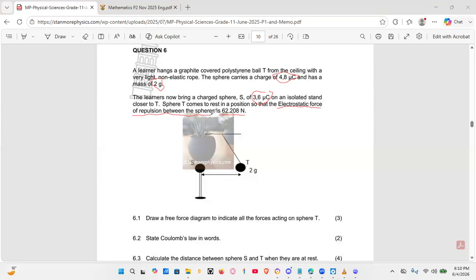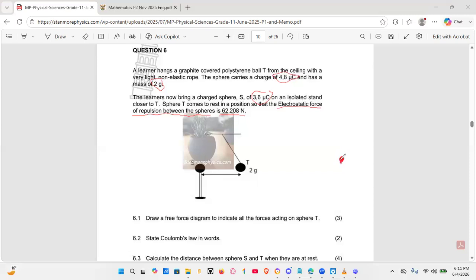Because they are, what is it called? It means like they are similar. Yes, so they have the same sign. Then for the free body diagram of T, they are pushed apart by a force of 62.208 newtons. So they actually have interacted already and now they are separated. So it's after the fact.